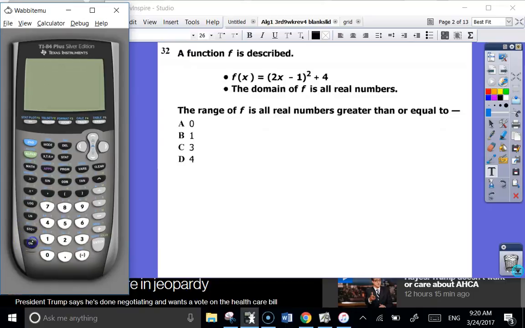Try it. Trying to help you here. F of x. So I'm going to put in 2x minus 1 in parentheses, squared, plus 4. Okay, and then I'm going to zoom, normal zoom. Okay, let's go second, y equals, 1 off, then graph.